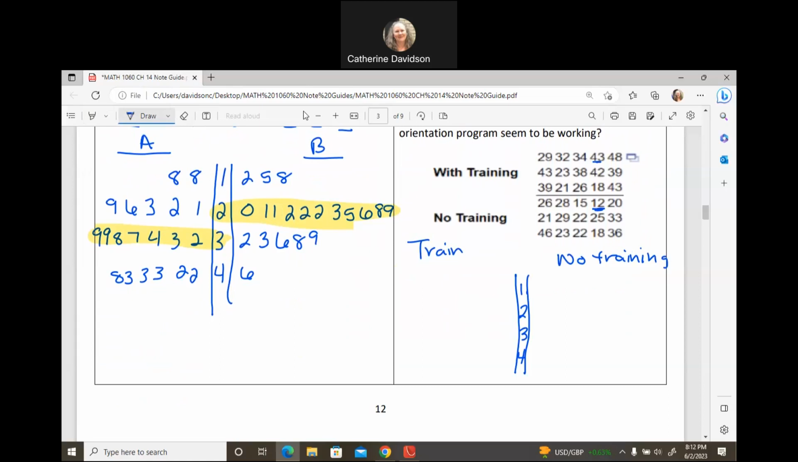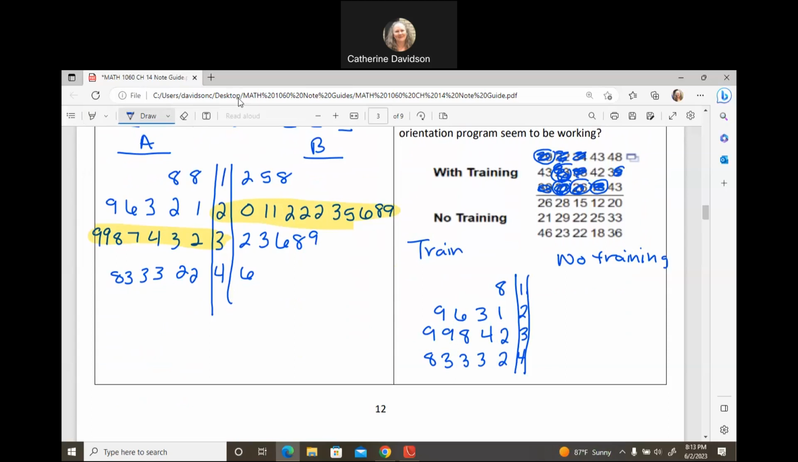So we have a 1, 3, 6, and 9. Now I look at the 30s. We have a 32 and 34. And then a 38 and two 39s. Find the 40s. We have a 42, 43, 43, 43, and 48.